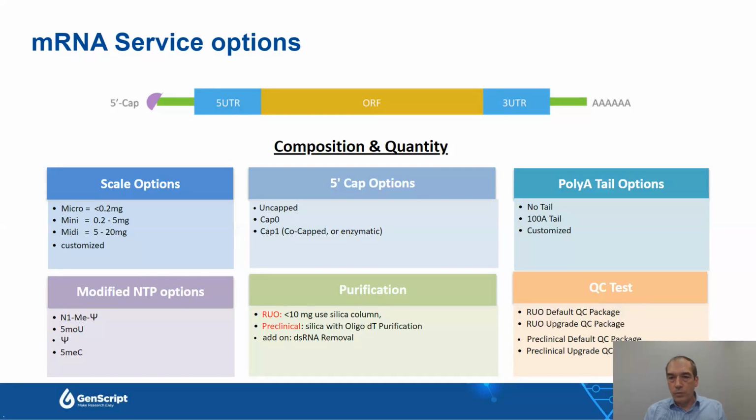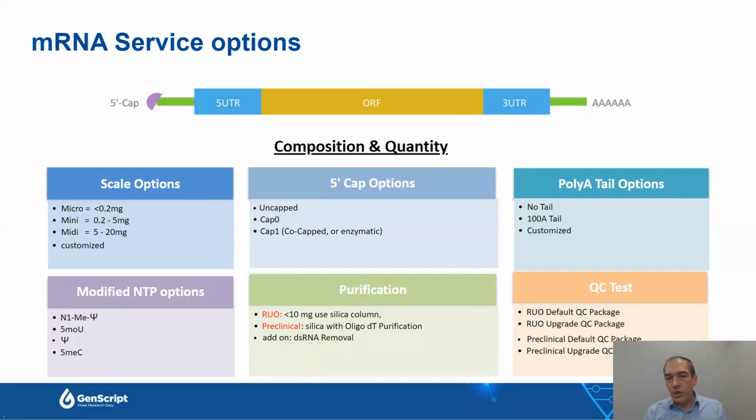We can also, of course, do the capping options. I'm sorry, we can produce uncapped, cap 0, cap 1. We can produce different versions of poly-A tailing: no tail, 100A tail, customized tailing based on your requirements. We can introduce the modified uridines into the sequence structure and customize it according to your requirements.